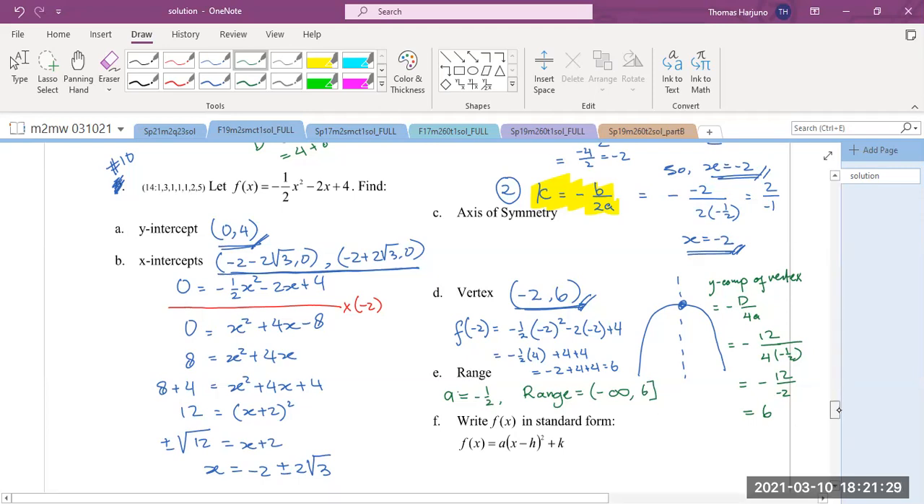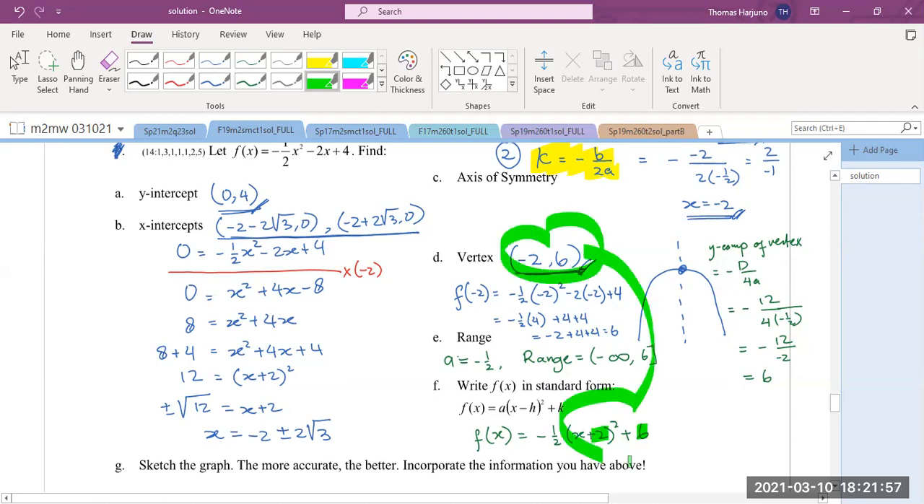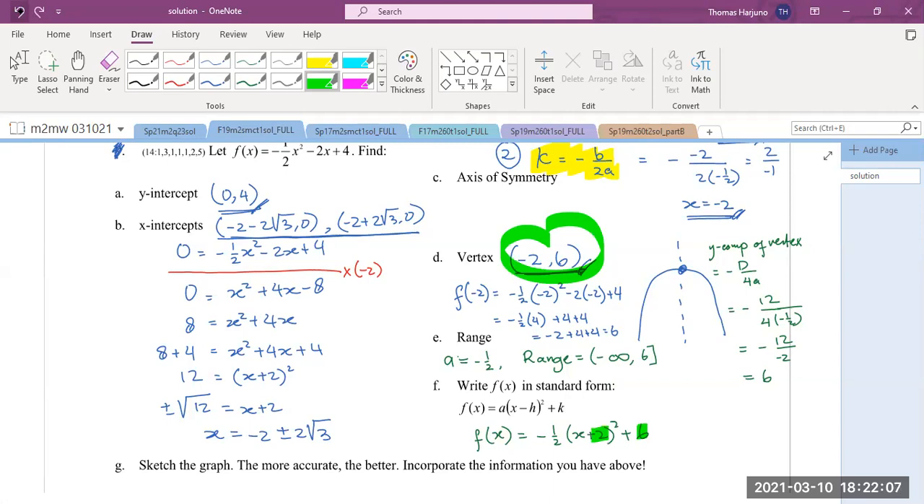Now, how about f(x) in standard form? The a is negative 1/2, so f(x) equals negative 1/2 (x minus h, which is negative 2, so minus negative 2) squared plus 6. That's the function in standard form. Again, how do I get these? I got that from here. Just like if you have the quadratic function in standard form, you can find the vertex. If you have the vertex, you can find the quadratic function in standard form.